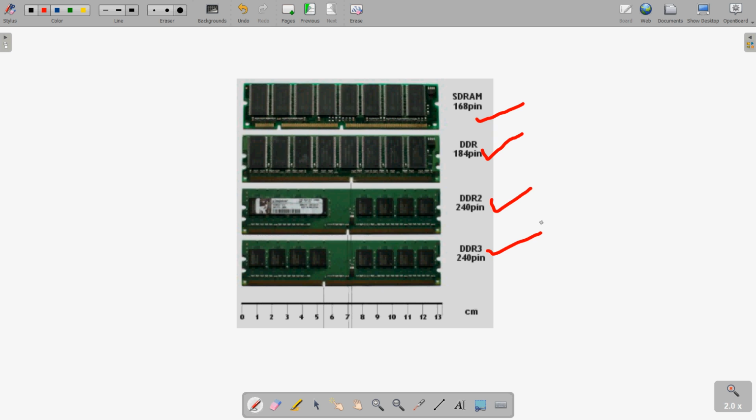Clear? So here you can get a better picture of these variations, and not only that, the size also changes. Here all of them appear similar, but the different variations actually depend on the device in which you are going to use or install these RAMs. For example, if it is a computer or a laptop, then it will have a bigger size than if you are using it on a mobile phone, then the size will shrink and it will be smaller.